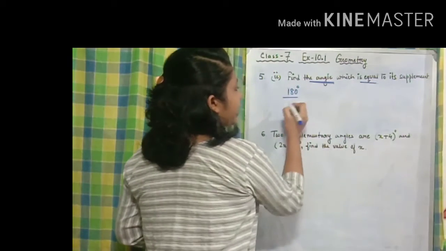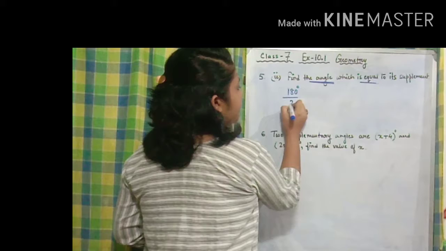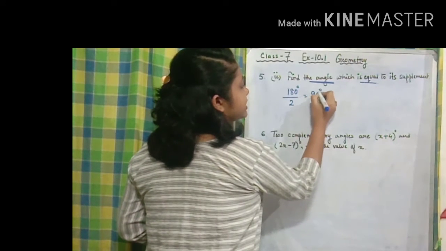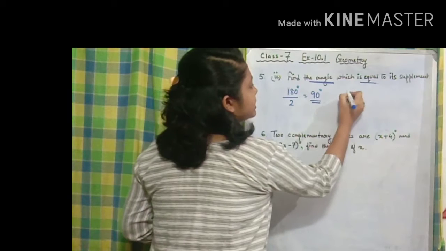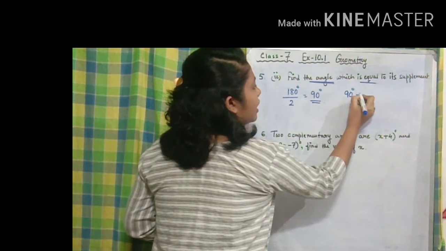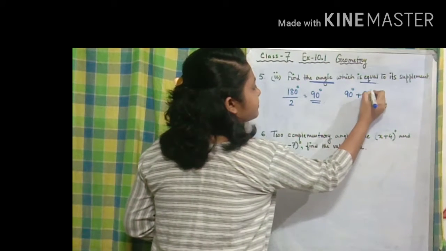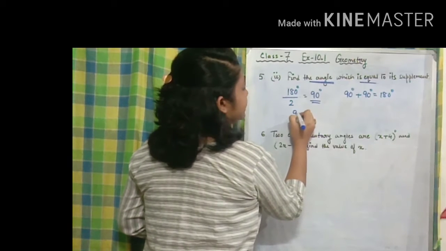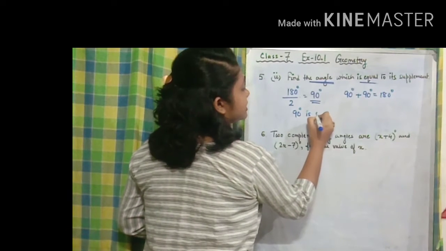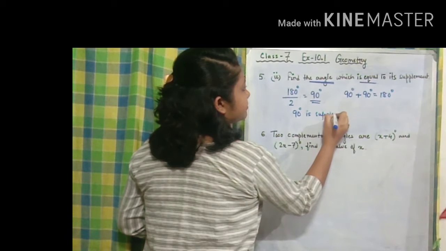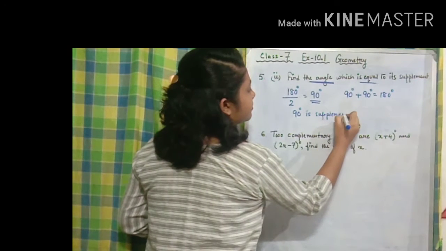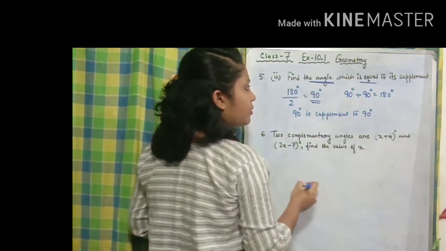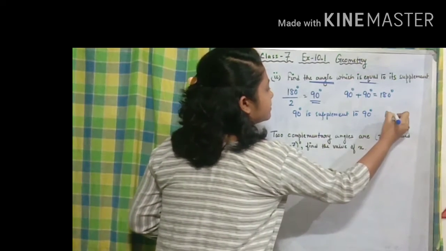Now if I divide this 180 degree by 2, it gives 90. So we can say that 90 plus 90 gives 180 degree, and 90 degree is the supplement to 90 degree, which is equal, right? So this is the answer.